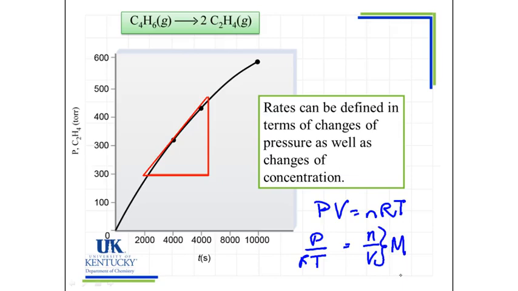Therefore, you can be monitoring pressure as time goes by and not have to do it in terms of concentration every time. So this is the end of our first learning objective, how you define a rate of reaction in terms of change of concentration of either products or reactants.